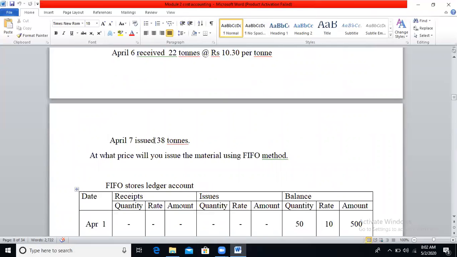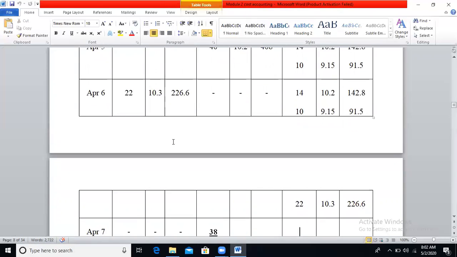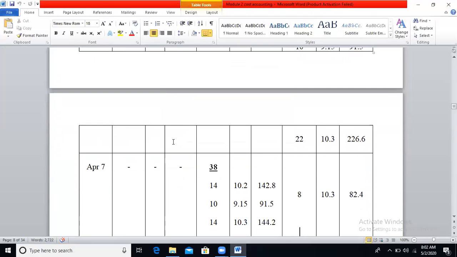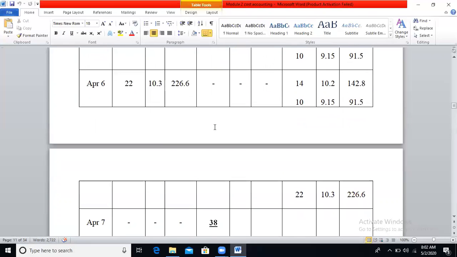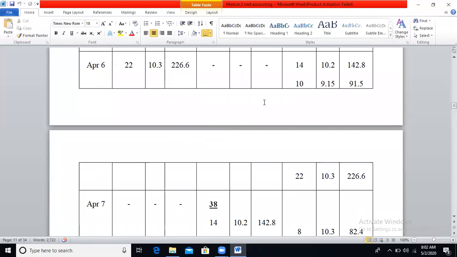April 7th, we are issuing 38 tons. So how will you issue 38 tons? First from the first balance unit. The first units will be 14 units. So first you will issue 14 units at rupees 10.2.